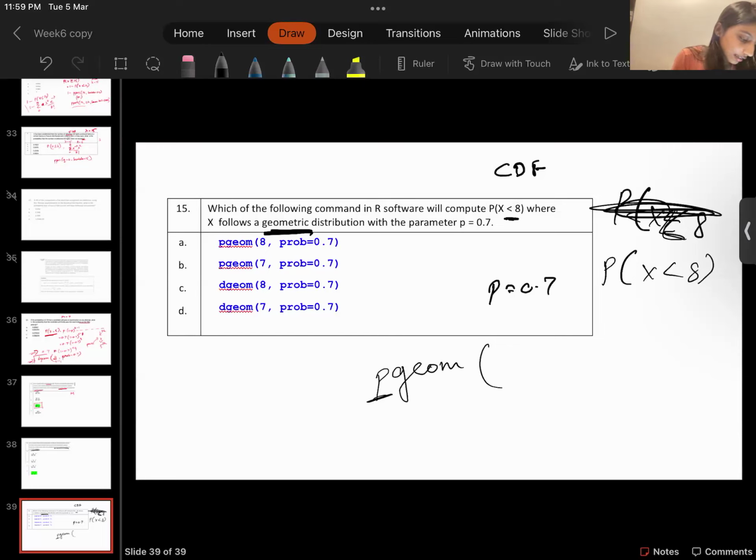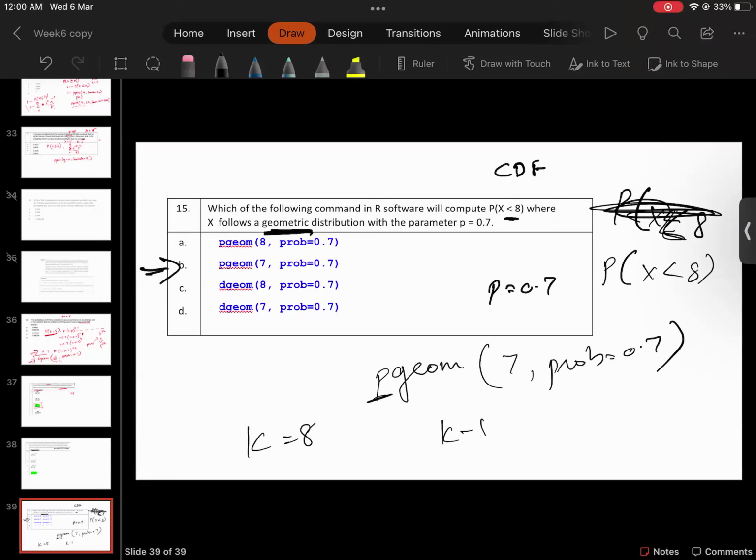Less than 8, right? So in R, what should you specify? You have to specify k minus 1. Here k is equal to 8, so k minus 1 is 7, and prob is equal to 0.7. So this is your answer. Option B is your answer.